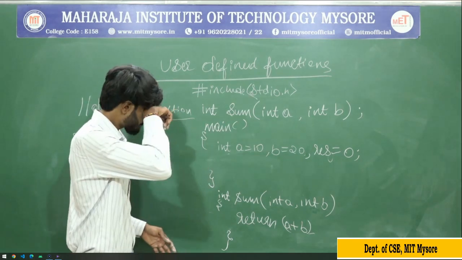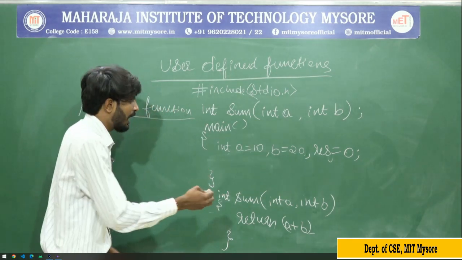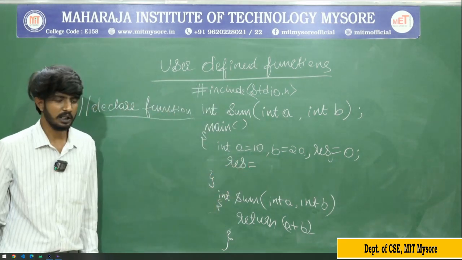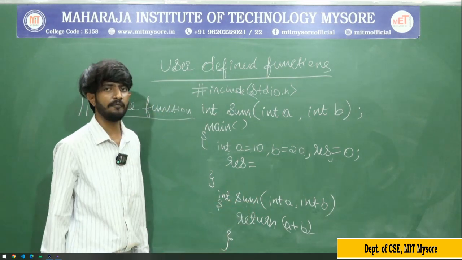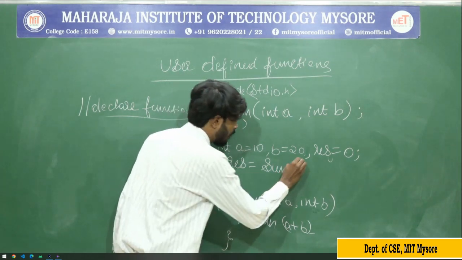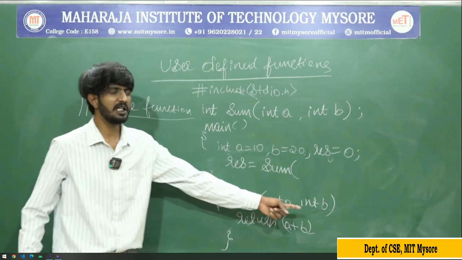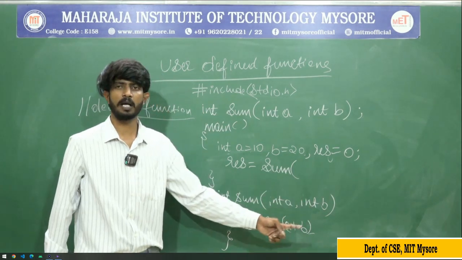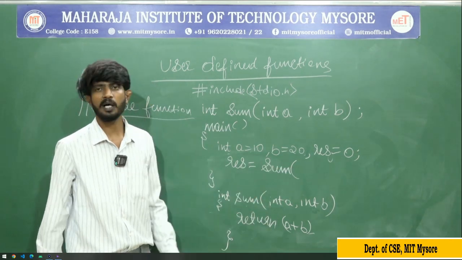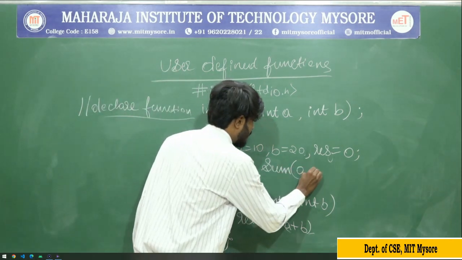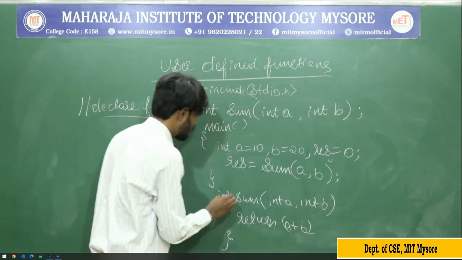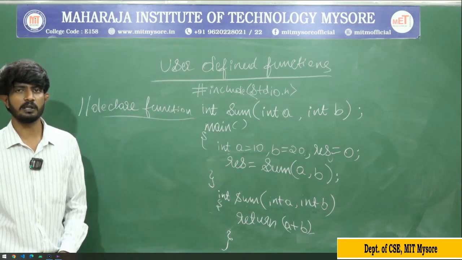Okay. So next I need to get the data returned by the sum function into result. So sum function name of, I need to pass the two parameters. Since the function declaration has two parameters, I need to pass two parameters. One is a and another one is b. So this ends your function code.